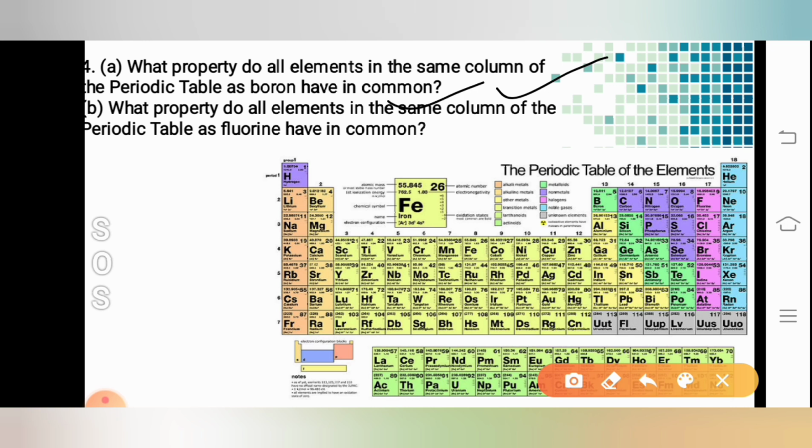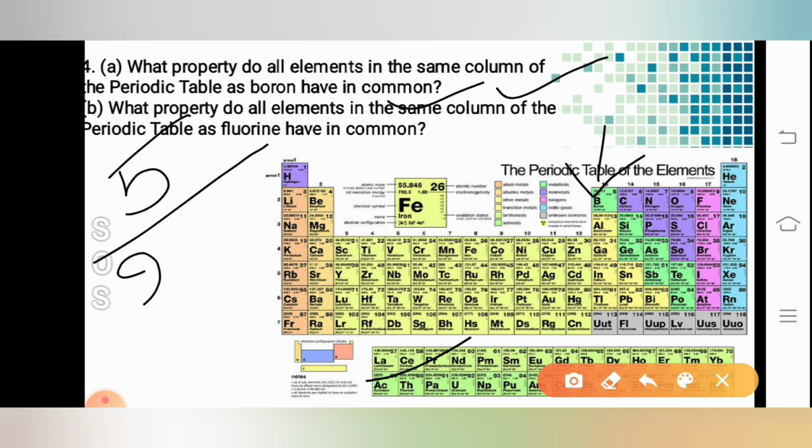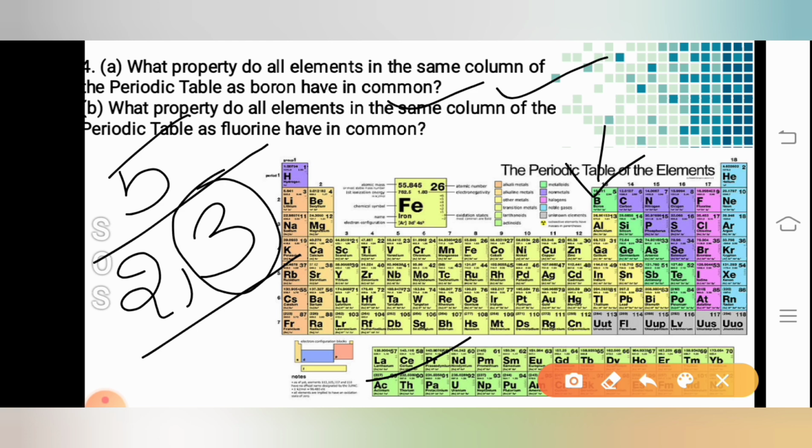Very simple. If you look at the periodic table, where is boron present? It is present in the 13th group, correct? The atomic number of boron is 5 and its electronic configuration is 2, 3. Here, boron has 3 valence electrons, whereas the other elements in this group also have 3 valence electrons on their outermost shell.